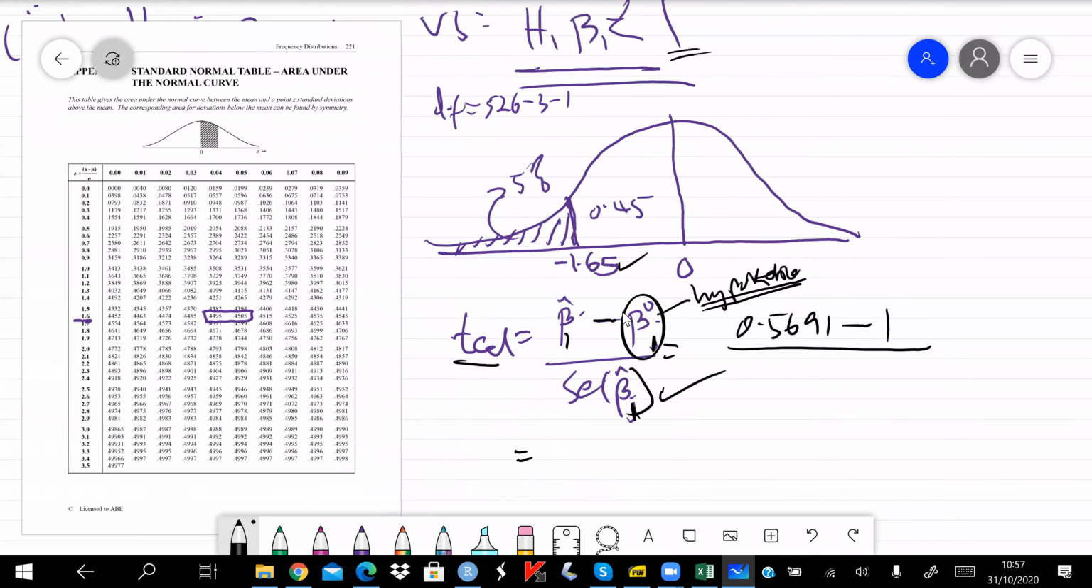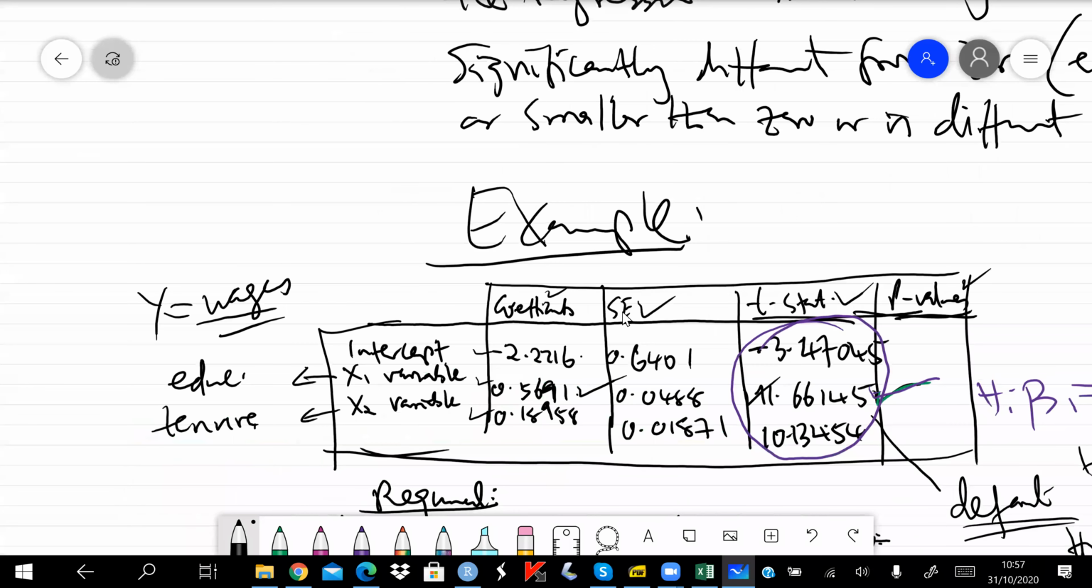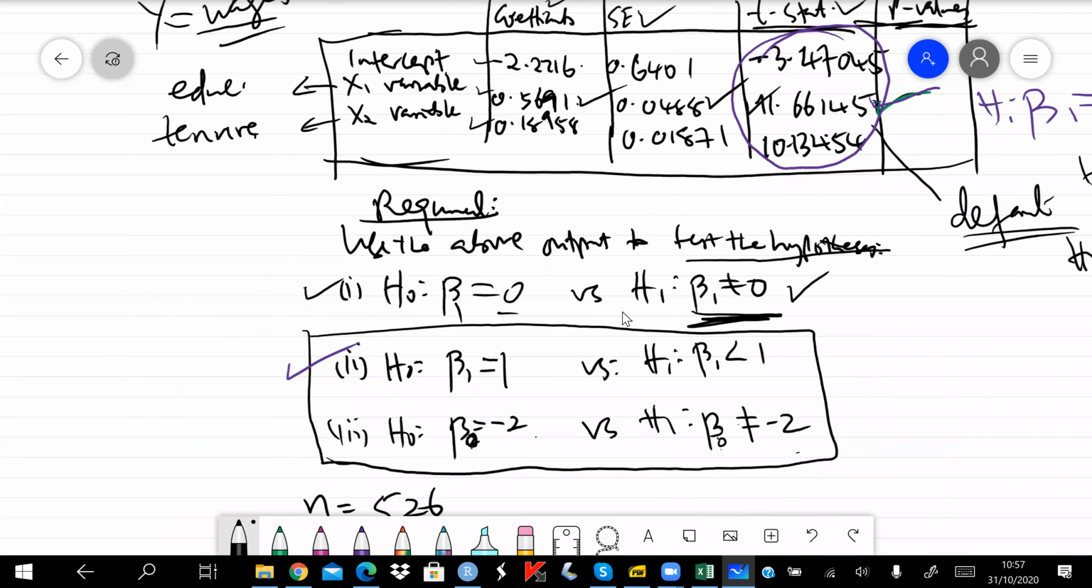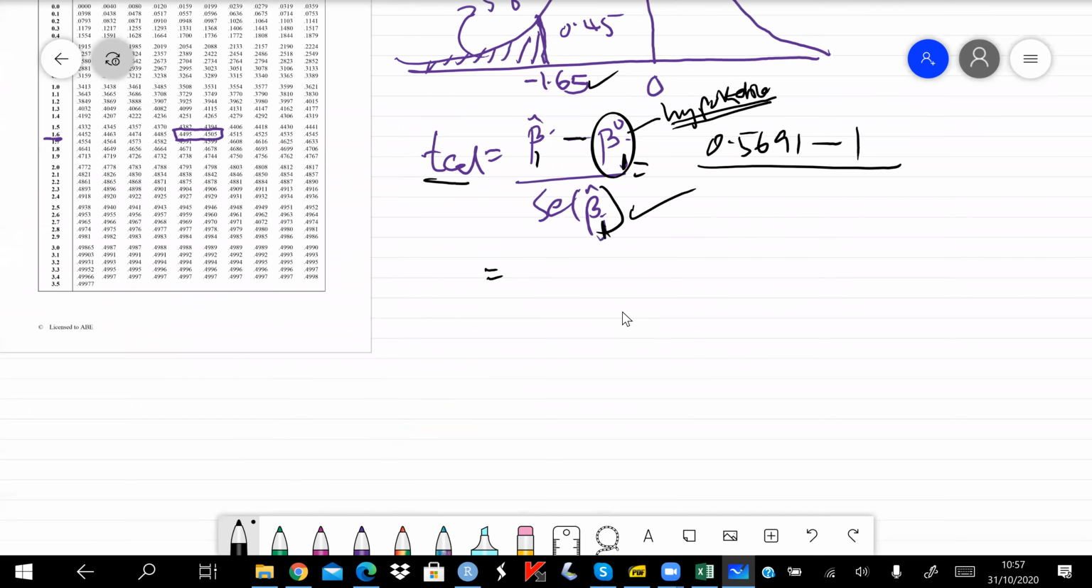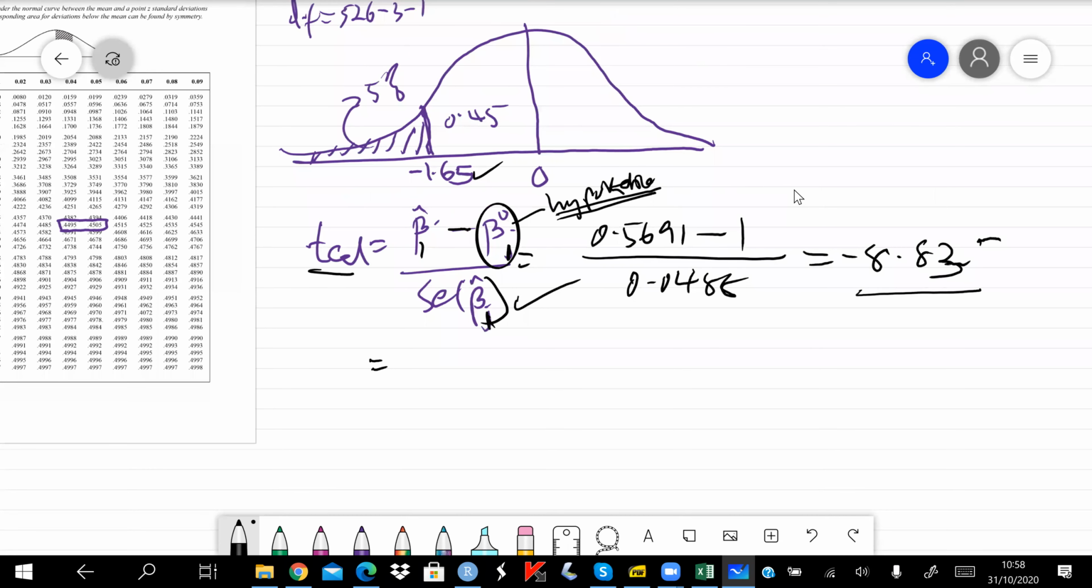What is the standard error from the output? 0.0488. Yes, 0.0488. And you can simplify that and let me know what you get. So the calculated statistic is minus 8.83. So that's the value you want to place here and see whether it is in the rejection region or in the acceptance region. And clearly, your value is here, minus 8.83.